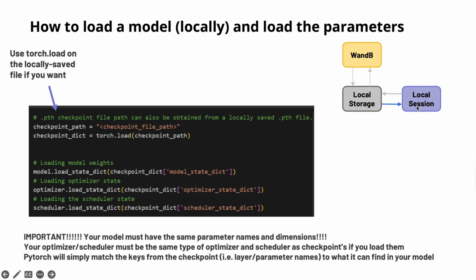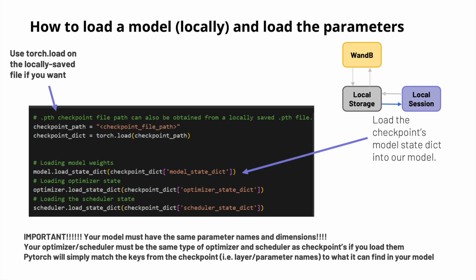Once the checkpoint is downloaded locally, here's how to load it into your model. First, use torch.load with the checkpoint file path to load the checkpoint file. Then use .load_state_dict to load the weights. You can call it on the model with model.load_state_dict. You can also call it on the optimizer or scheduler.